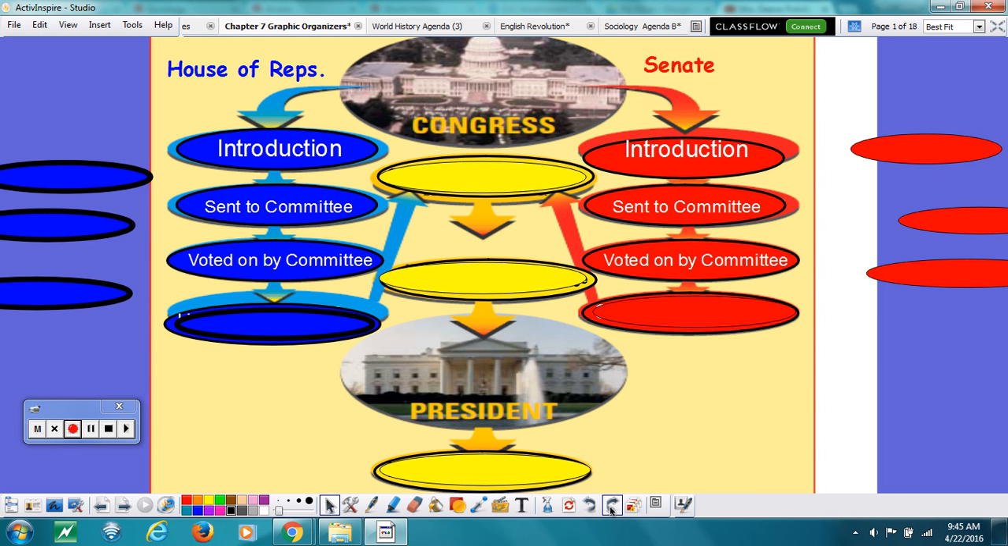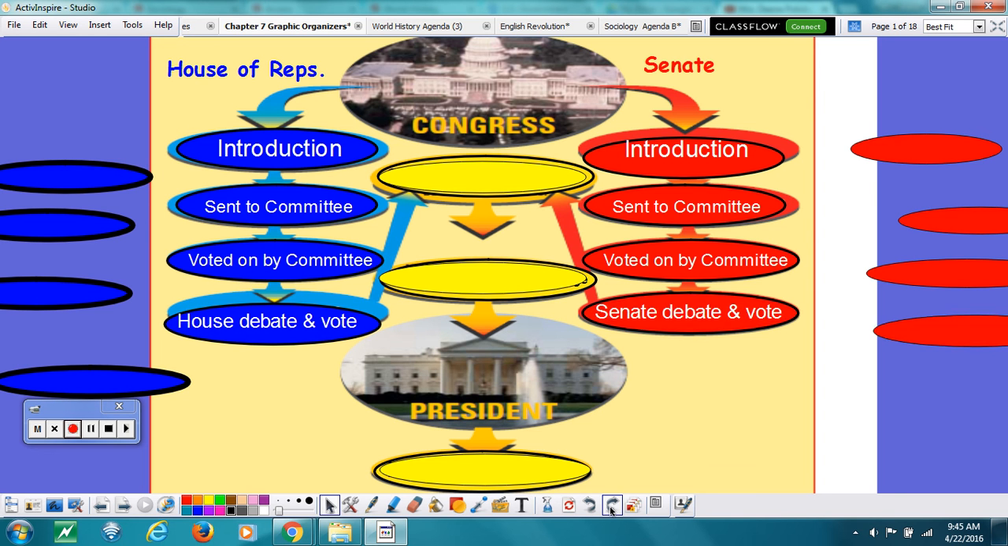If the bill would pass the committee vote, then it will go to the floor for debate and a vote, or it will go to the Senate, if it started in the Senate, for debate and a vote. It could die right here during debate or fail the vote.